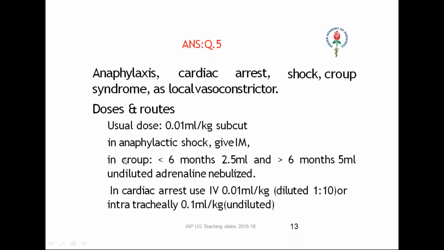Another thing is croup, that is acute laryngotracheobronchitis. There also you give adrenaline. The dose is 2.5 ml for less than 6 months and 5 ml for more than 6 months, undiluted adrenaline. Here the mode of administration is nebulization. So remaining, as you know, in anaphylactic shock we give it through the intramuscular route, and in cardiac arrest we give it intravenously, or in undiluted form through the endotracheal route. In croup we give it through nebulization, but in status asthmaticus we give it subcutaneously.